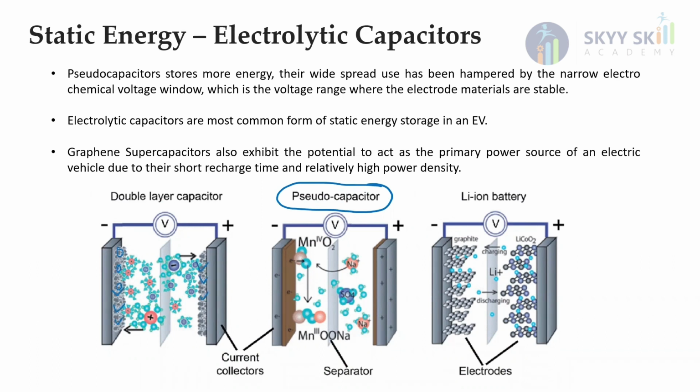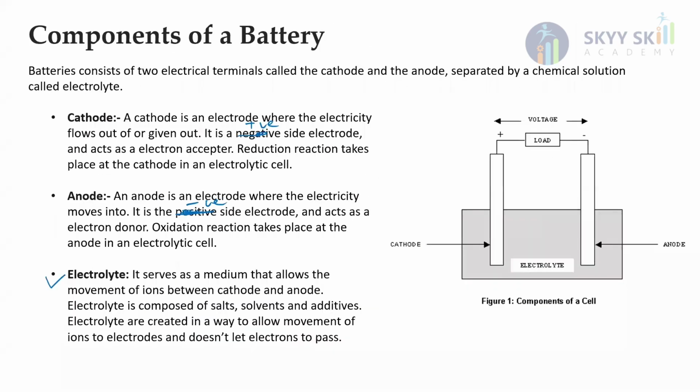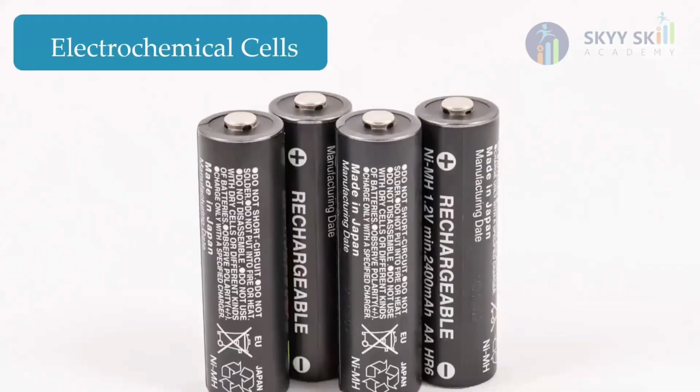So graphene coating increases the total surface area on the plates, thereby increasing the capacitance by this formula. That is C is equal to permittivity multiplied by the area of the plates divided by the distance between the plates. Okay, so you can see graphene supercapacitors exhibit the potential to act as a primary power source of an electric vehicle due to their short charging time and relatively high power density. Okay, so got it. So this is a small topic on energy storage system. So if you have any doubt, you can ask.